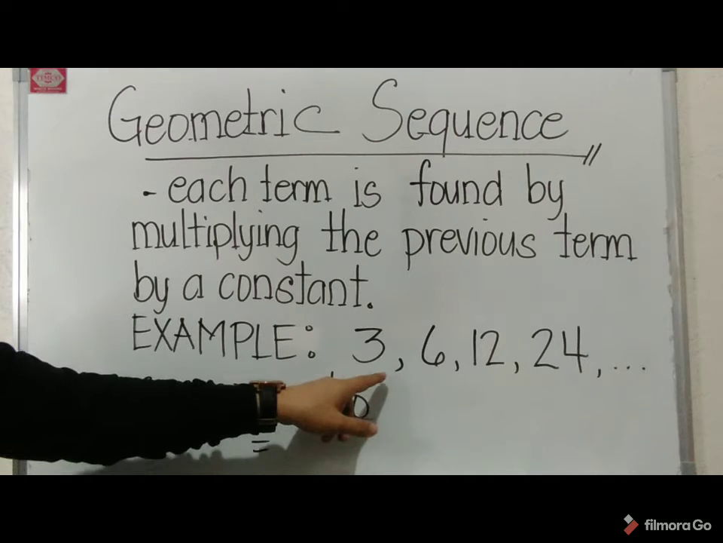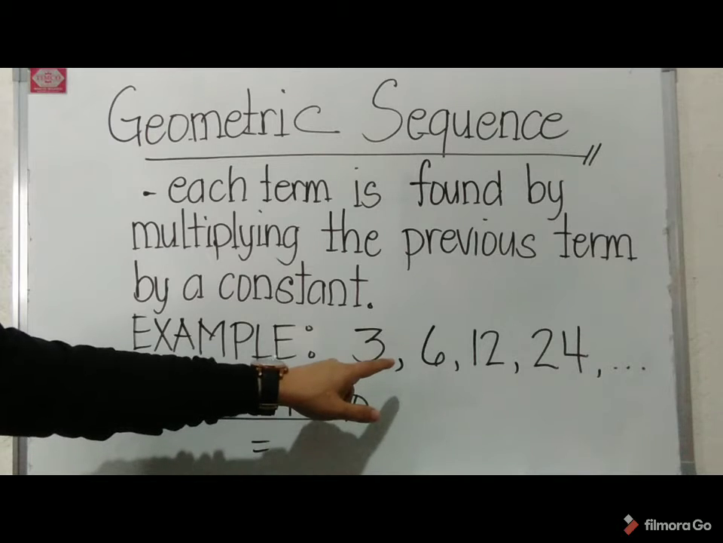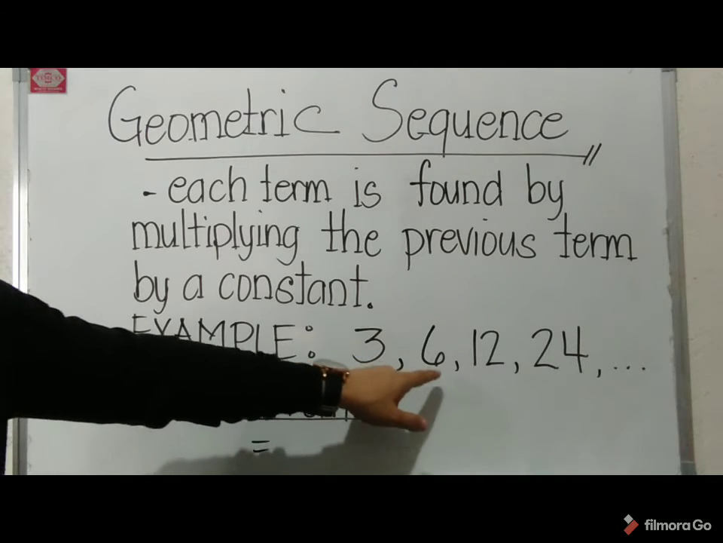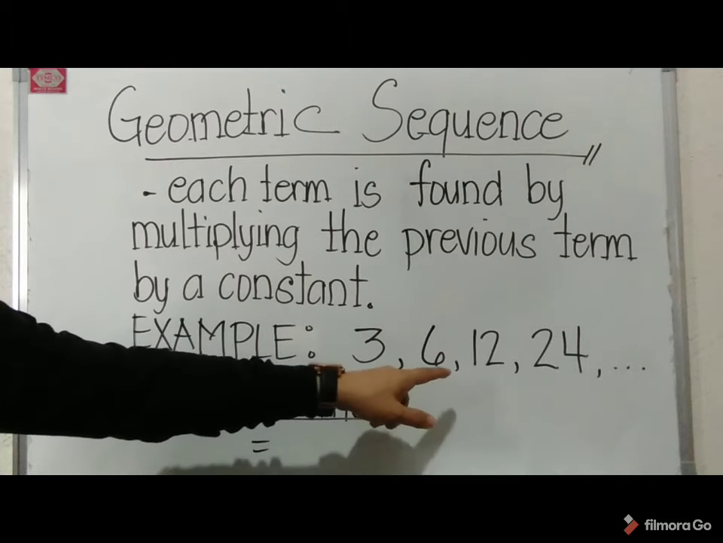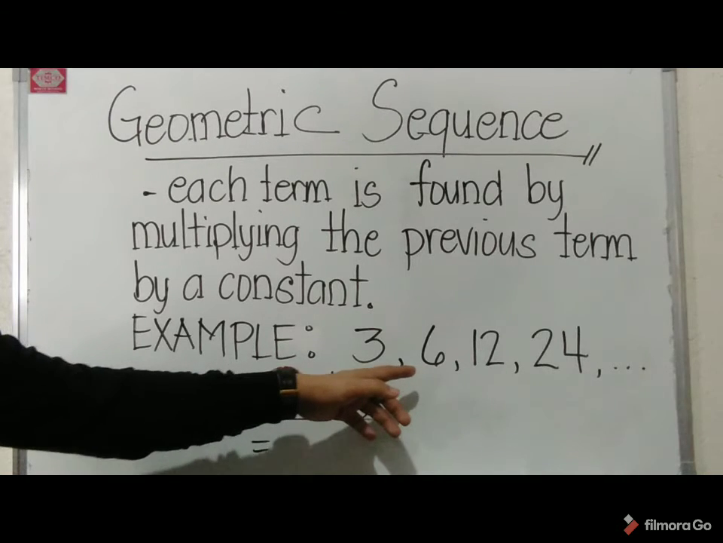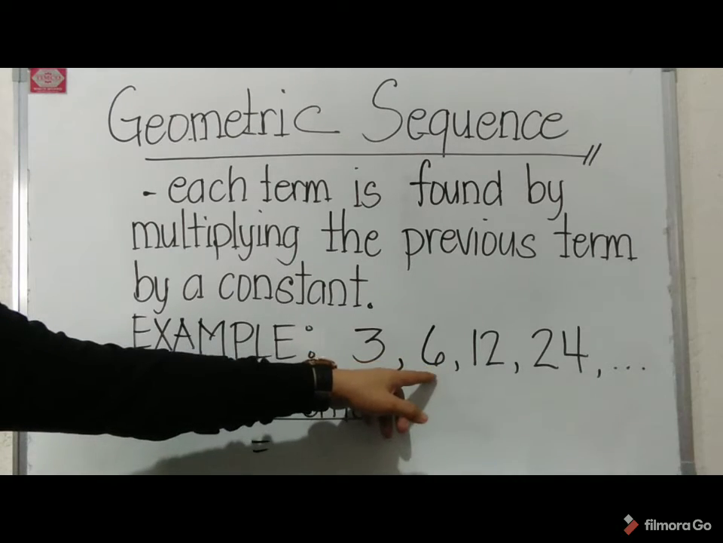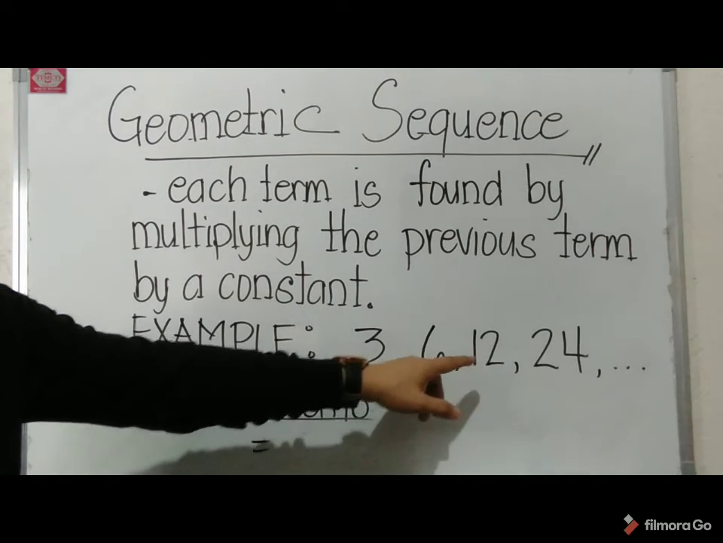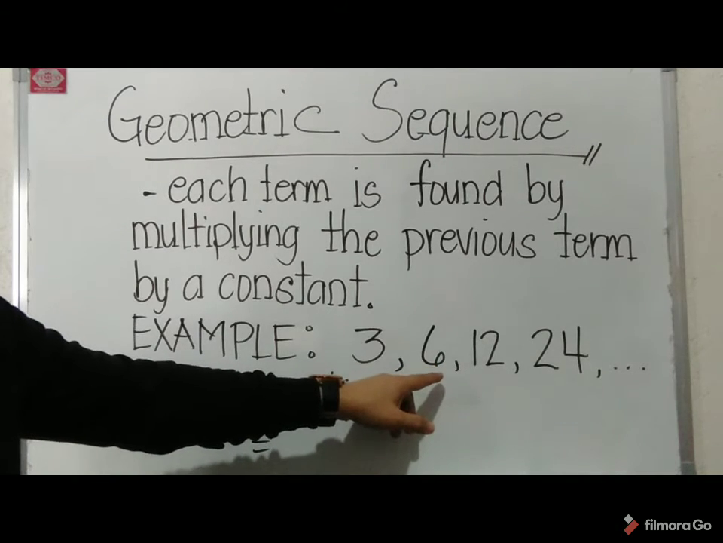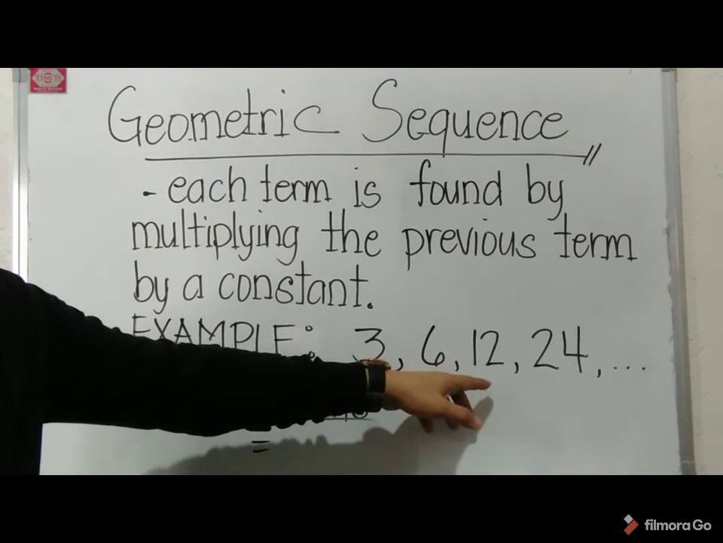So, ano yung napapansin natin sa ating given? Tingnan natin mabuti. So, 3, papaano siya naging 6 sa next term? Papaano naging 12? And papaano naging 24? So, meron tayong pattern dito, class. Para makuha natin yung 6, mapapansin natin na nag-multiply tayo ng 2 kay 3. 3 times 2 equals 6. Para makuha natin yung 12, nag-multiply tayo ng 2 kay 6. And for us to get 24, nag-multiply tayo ng 2 kay 12.